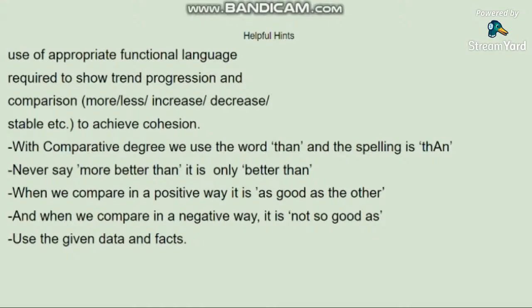With comparative degree we use the word than. When we are comparing two things, we use the word than, and the spelling is THAN. Never say more better than, it is only better than. When we compare in a positive way, it is as good as the other. We don't say not so good as the other. When we compare in a negative way, it is not so good as.